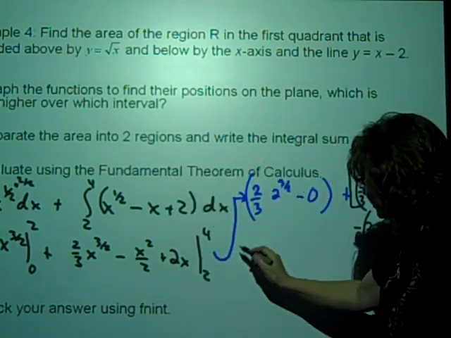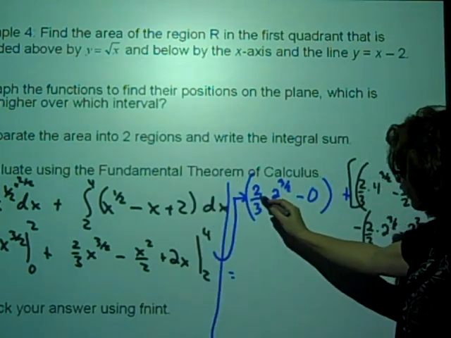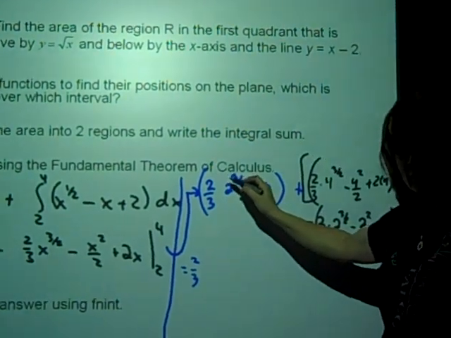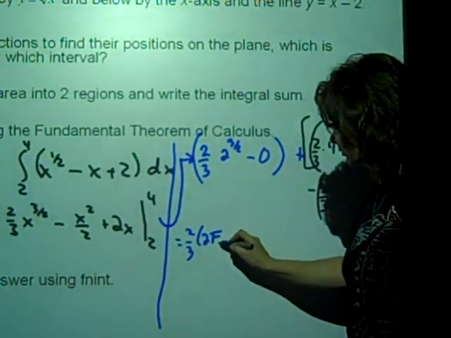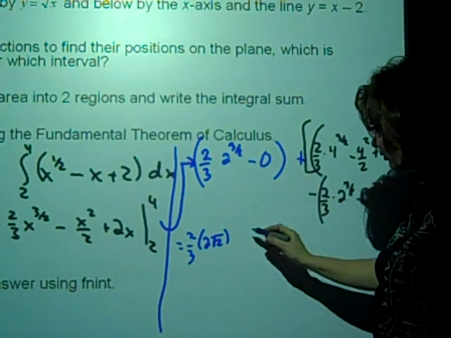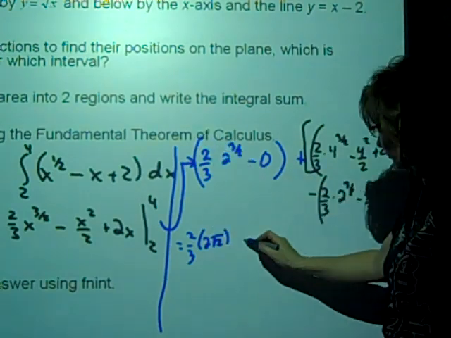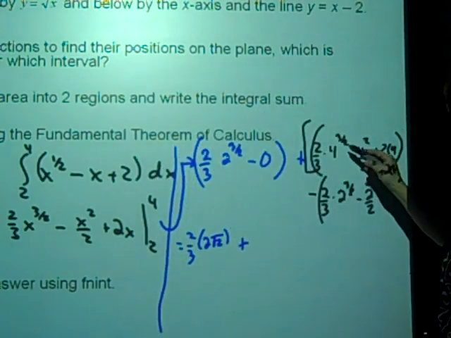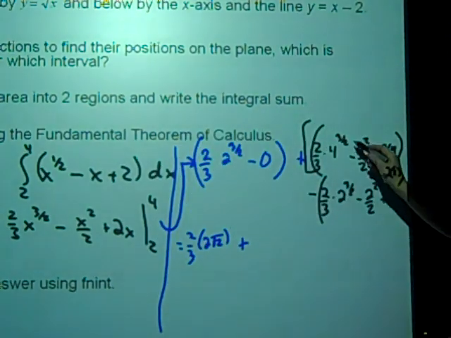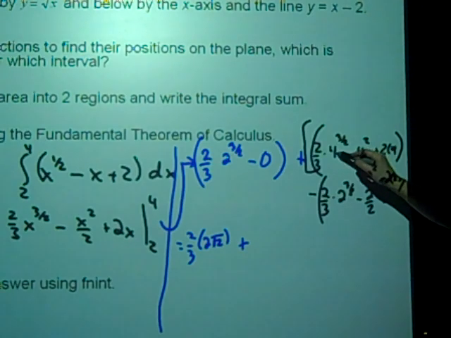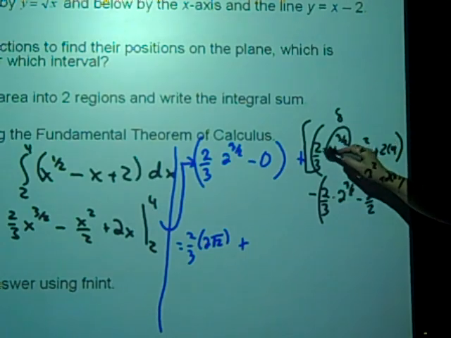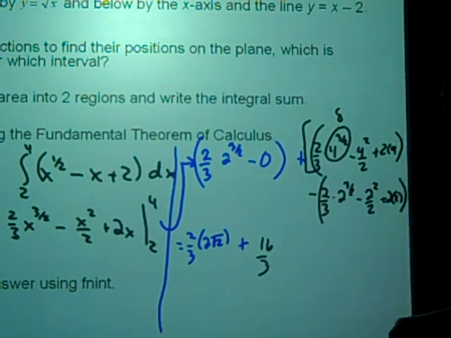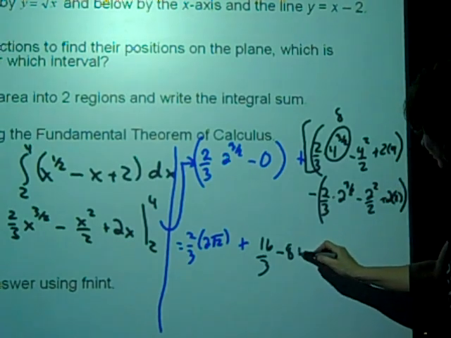Let's go with another step here. Running out of board. So I've got 2/3, and 2 cubed is 8. And the square root of 8, I'm going to call it 2 square root of 2. Okay? And it's minus 0, so that's my first area. Plus, now for my second area, I've got 4 cubed, which I'm going to take the square root of 4 first because it's easier. So square root of 4 is 2. 2 to the 3rd power is 8. So this whole thing goes to 8. 2 times 8 is 16. I've got 16/3 there. Minus 4 squared is 16 divided by 2 is 8 plus 8.